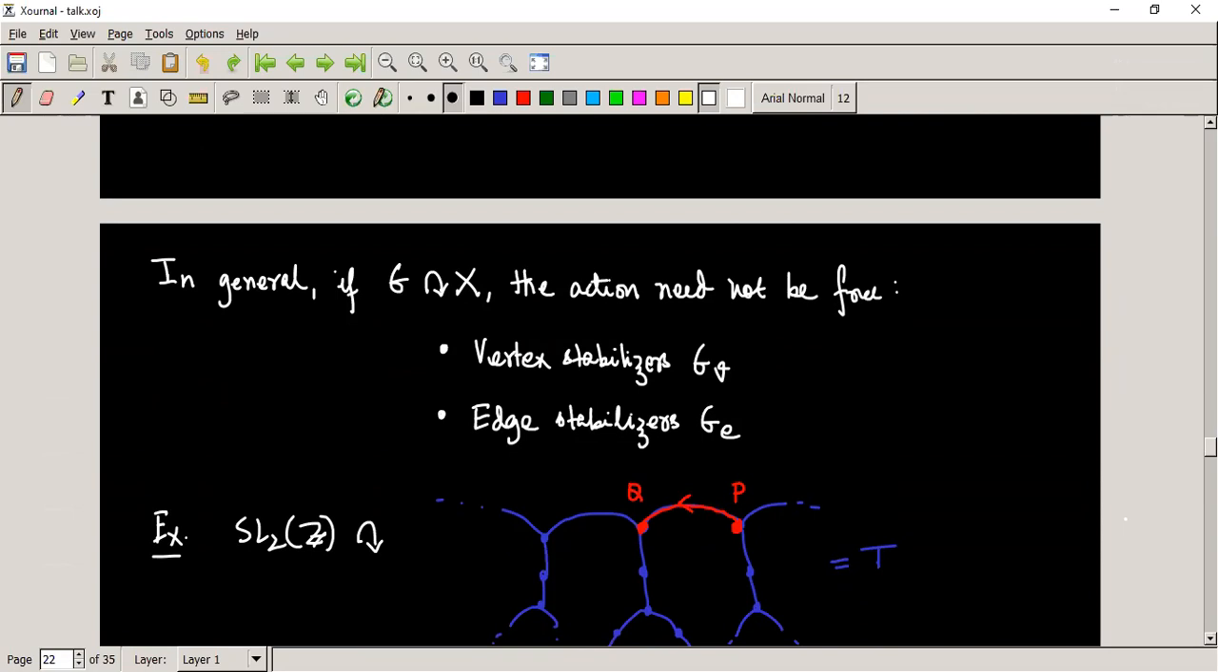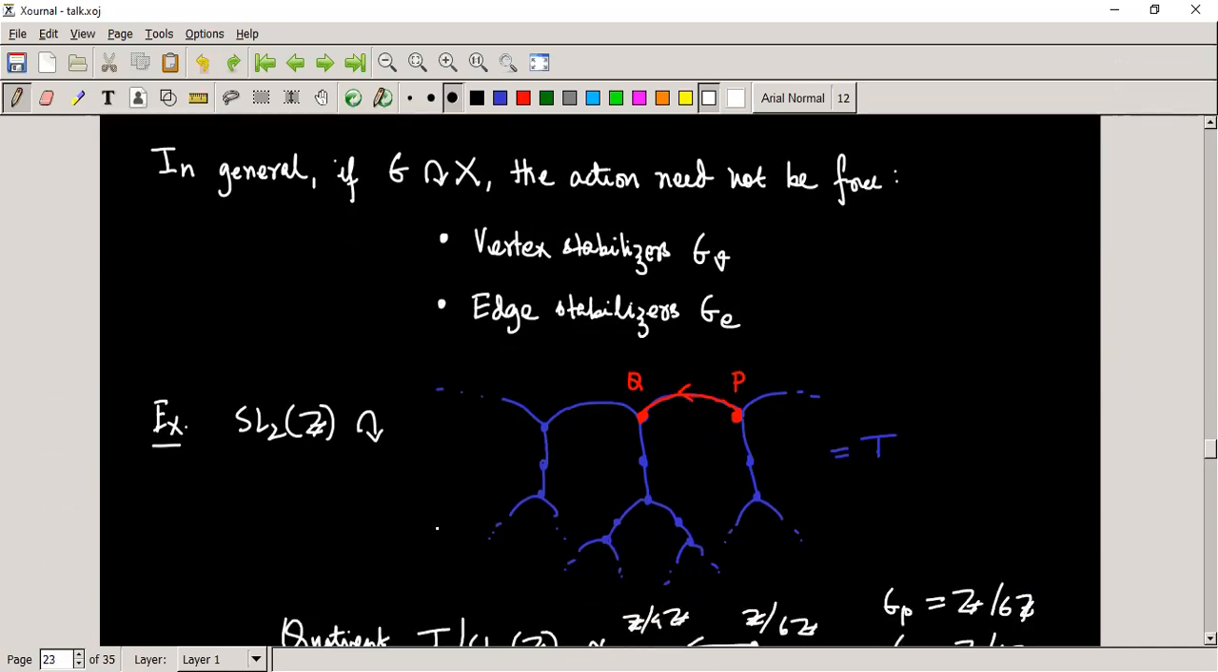So we had an action of a group on a tree, right? Earlier, we had an action of SL2Z on some strange tree, but the action was not free. So what do we do if the action is not free? In general, if G is acting on a tree, the action need not be free. So what can it have? It can have vertex stabilizers, so every vertex can have stabilizers. It can also have edge stabilizers.